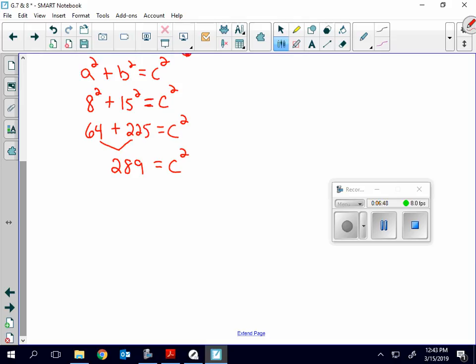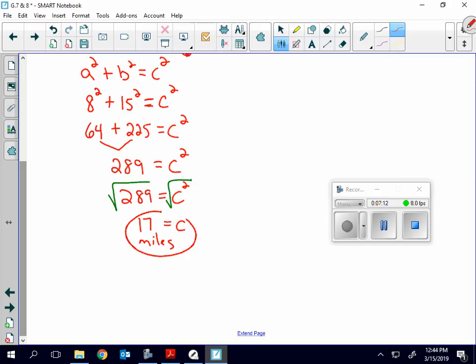All right, so c squared is alone. All I need to do now is get the c by itself by undoing the squared. You guys know we just did it a bunch of times. We're going to take the square root of it. Whatever we do to one side, do to the other. So I get c by itself equals the square root of 289, which is 17 miles.